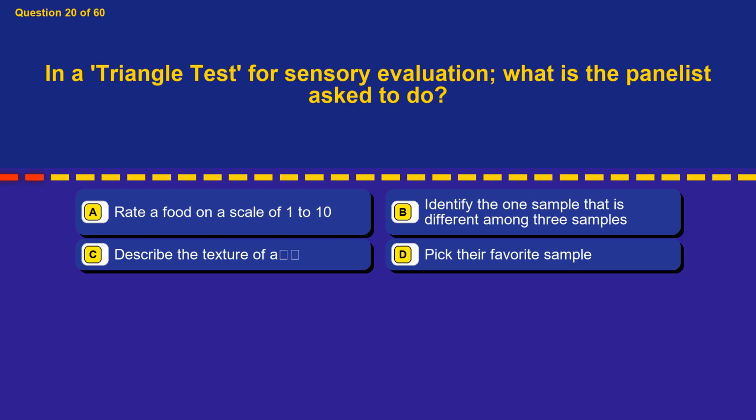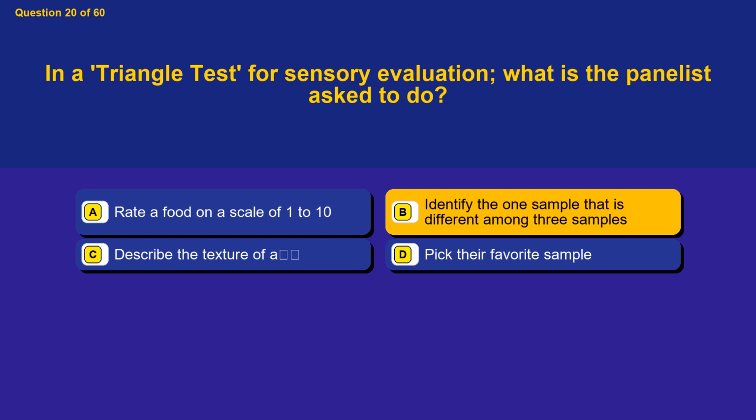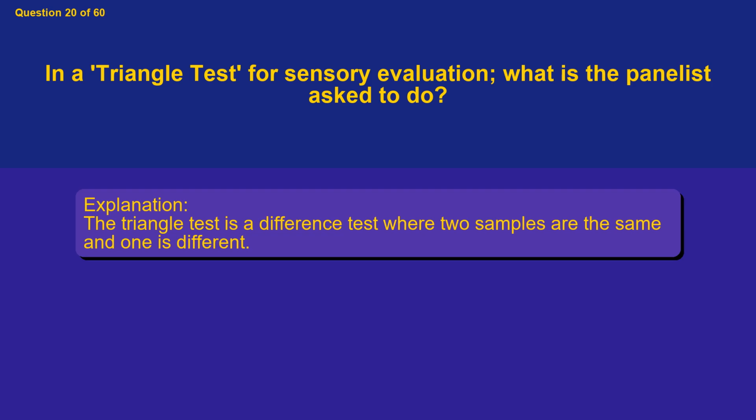Question 20. In a triangle test for sensory evaluation, what is the panelist asked to do? Option A. Rate a food on a scale of 1 to 10. Option B. Identify the one sample that is different among 3 samples. Option C. Describe the texture of A. Option D. Pick their favorite sample. The correct answer is option B. Identify the one sample that is different among 3 samples. The triangle test is a difference test where 2 samples are the same and one is different.